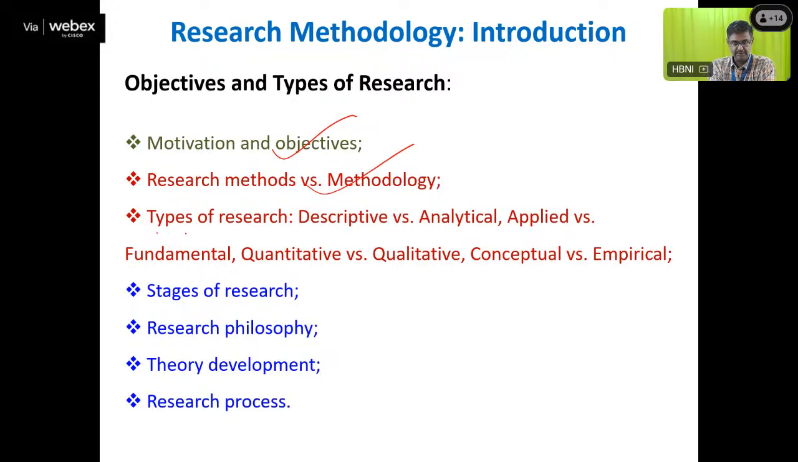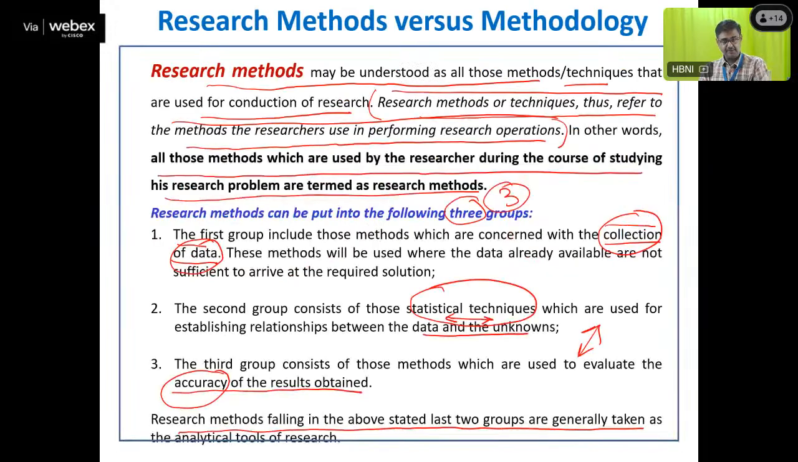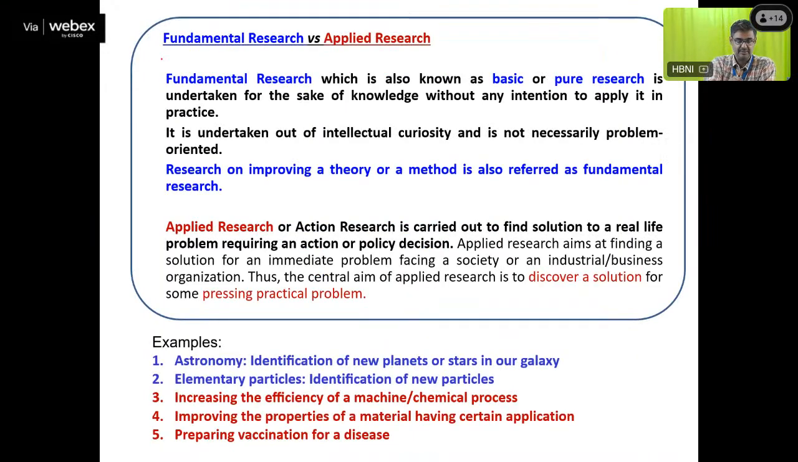Now, finally, in today's class, we move on to the types of research. This is very important. As I told you, today also I have recapitulated that one is pure basic research and one is pure applied research: the first quadrant and the third quadrant. In the types of research, the first is fundamental versus applied research. Fundamental research is the first quadrant and applied research is the third, or the second also to a certain extent.